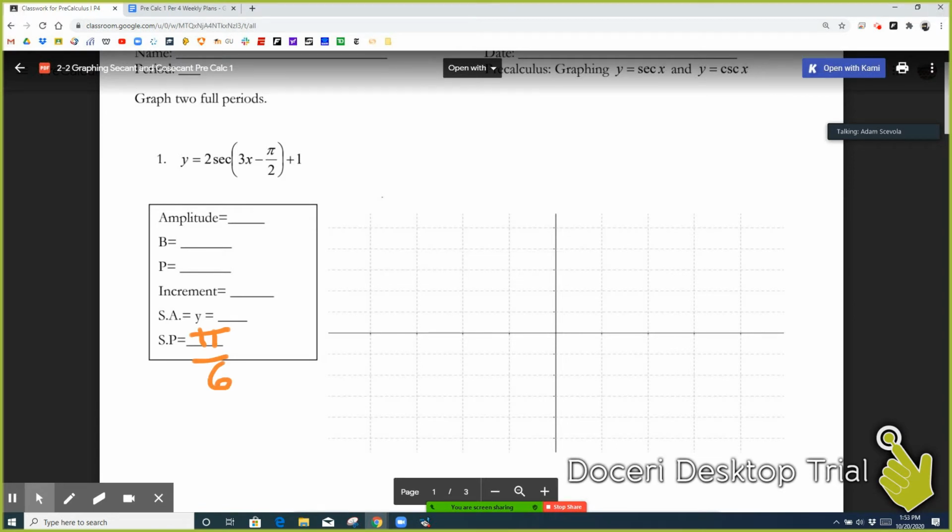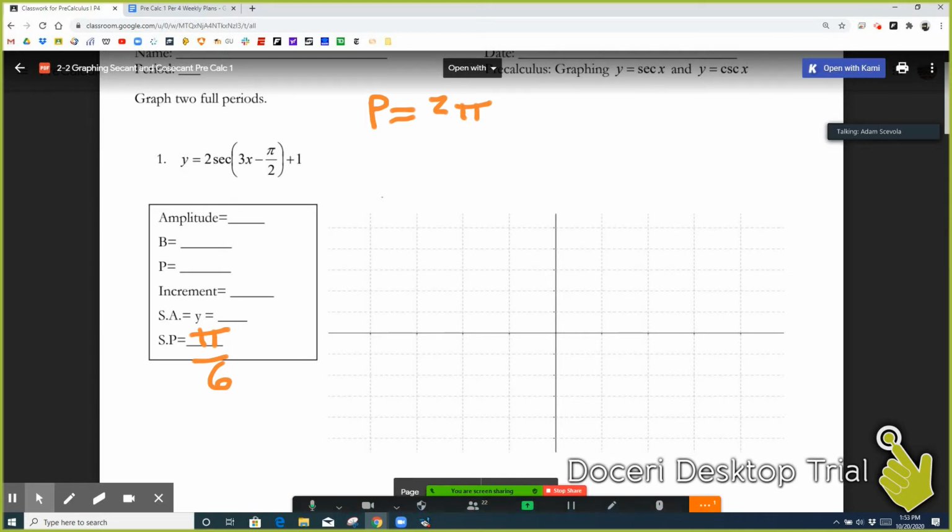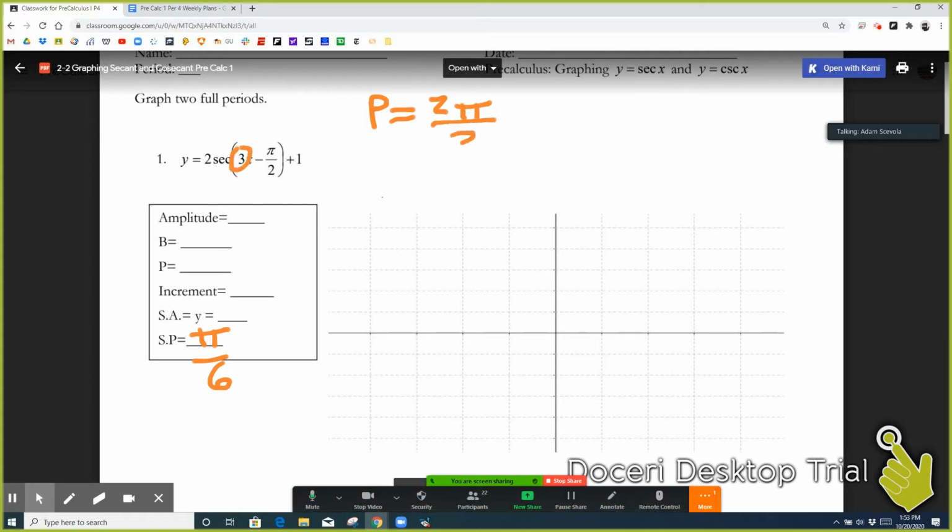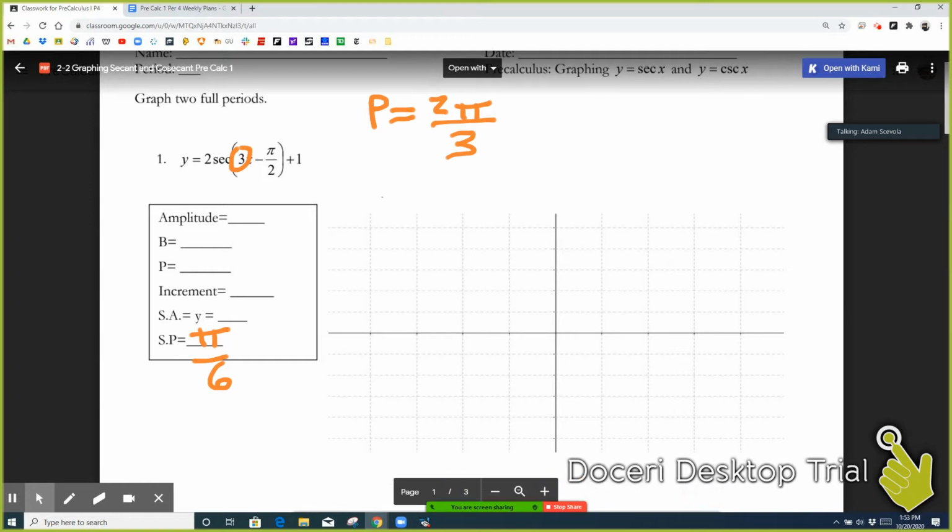And then before we set that up on our axes, I'm going to find the period. The period for sine, cosine, and their reciprocals, secant and cosecant, is always going to be 2 pi over b. So if b is 3, it's going to be 2 pi over 3. So that's our period, and we can fill that in right here, 2 pi divided by 3. And our increment, no matter what we're graphing, is going to be 1/4 of our period.